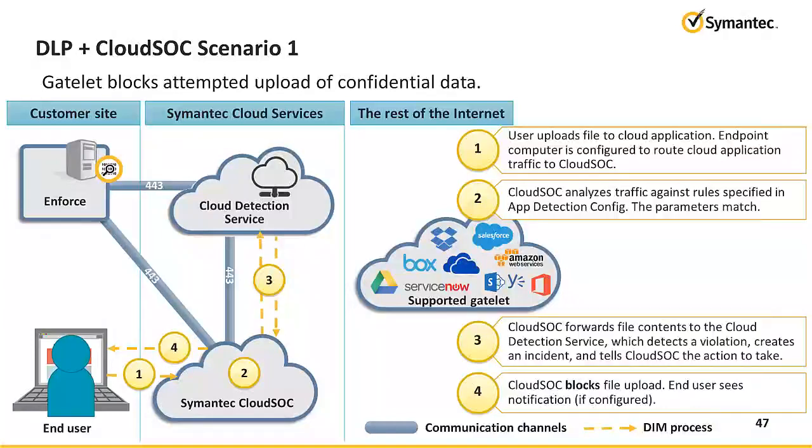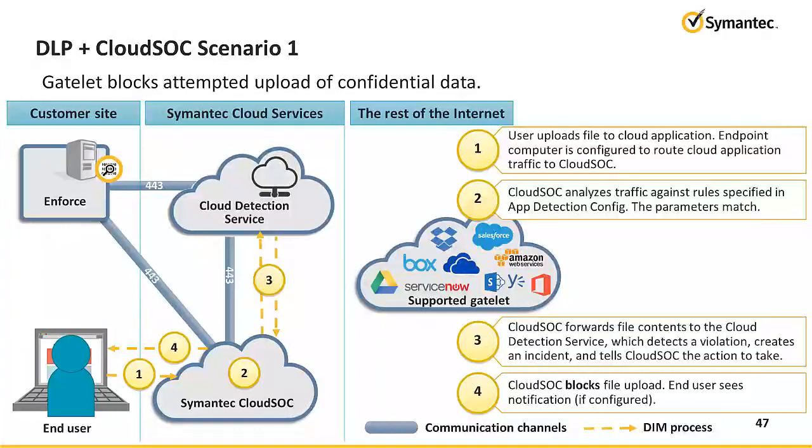These next two figures illustrate how traffic flows after these steps have been completed. This figure shows the process when a policy to block specific traffic is applied to the application detection configuration. In the first step, the user uploads a file to the cloud application, and the endpoint computer is configured to route cloud application traffic first to CloudSOC.